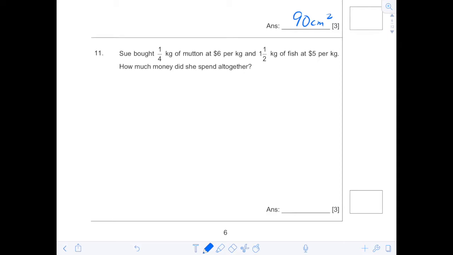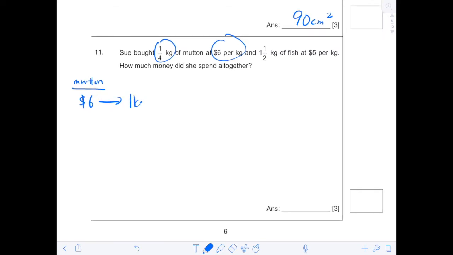So this is actually a rate question, but although you haven't learned rate, it can still be done here. So here you got 1/4 kg, and here you got $6 per kg. So when you're talking about the mutton, we're going to start with the mutton. If $6 refers to 1 kg, how much is 1/4 kg?